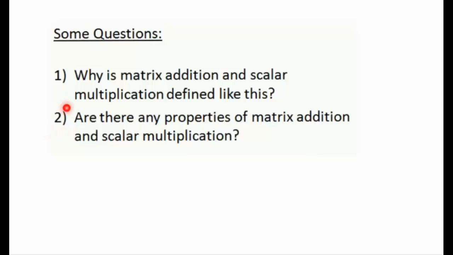This kind of ties into the second part as well. By defining the addition and scalar multiplication in a specific way, we set up certain groups of matrices to be called vector spaces. And that's something that we would study in linear algebra part 2.